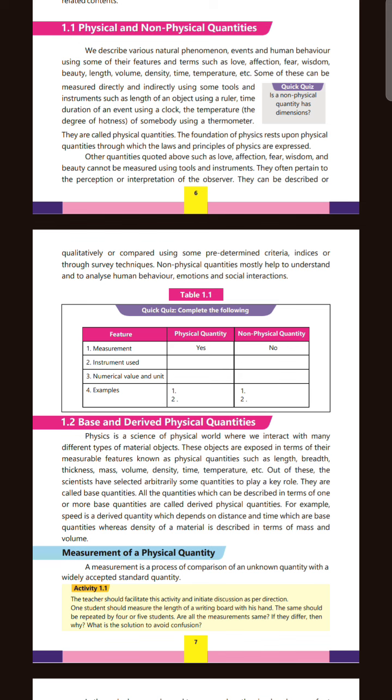Physics is a science of the physical world where we interact with many different types of material objects. In physics, we discuss some material objects. These objects are expressed in terms of their measurable features known as physical quantities, such as length, breadth, thickness, mass, volume, density, time, temperature. These are the quantities which we can measure. Out of these, the scientists have selected arbitrarily some quantities to play a key role.